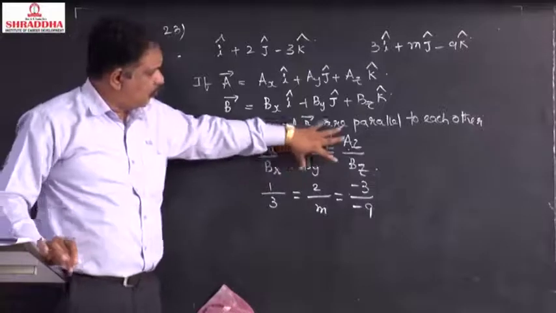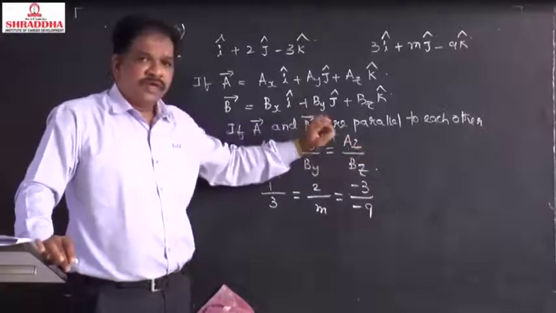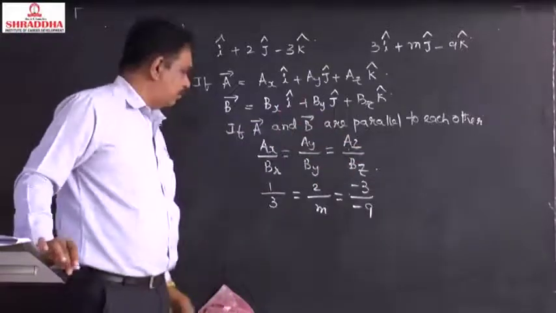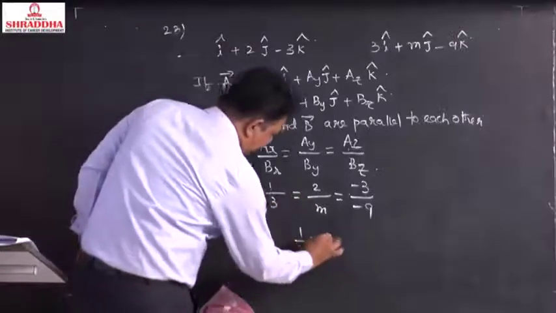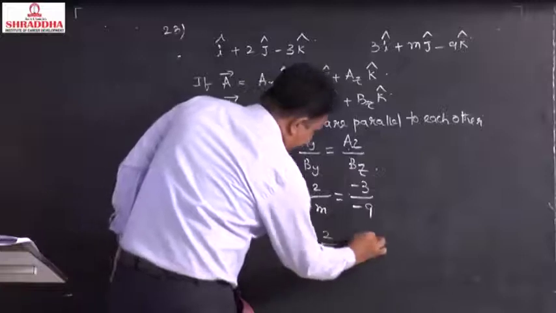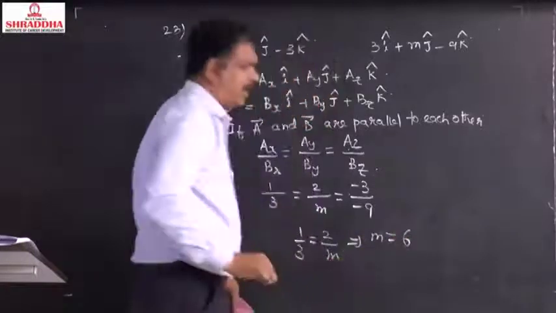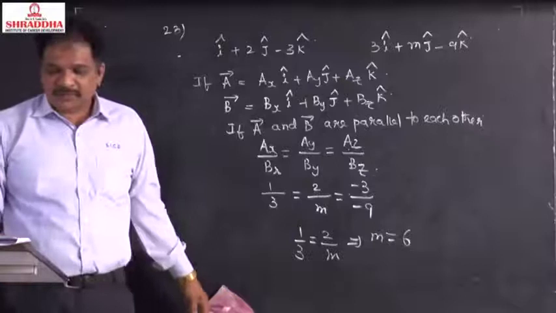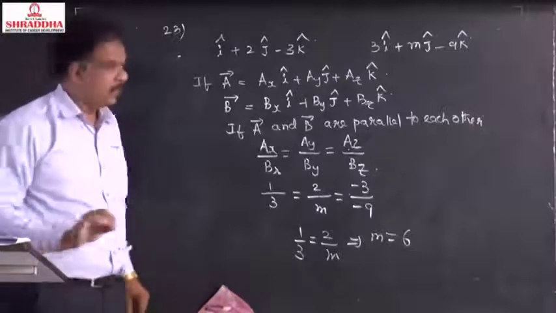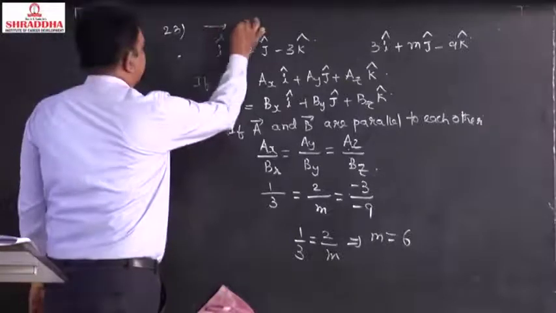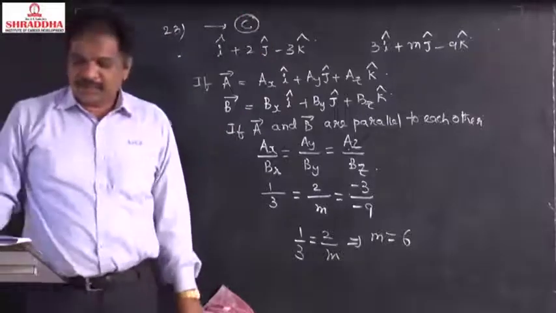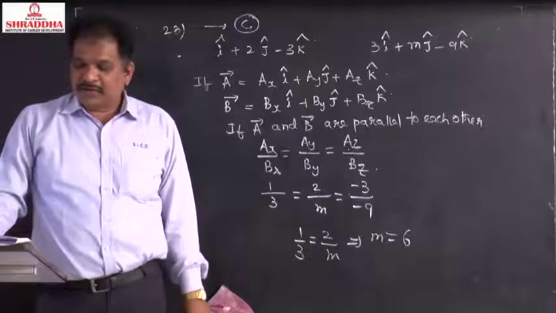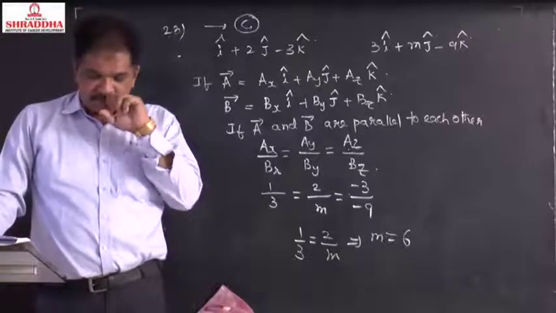Equate these two or these two. We can get the value of m. So if we equate these two, 1 by 3 is equal to 2 by m. M value will be equal to 6. So 23, it will be third option, that will be C. Clear? So m value is equal to 6.